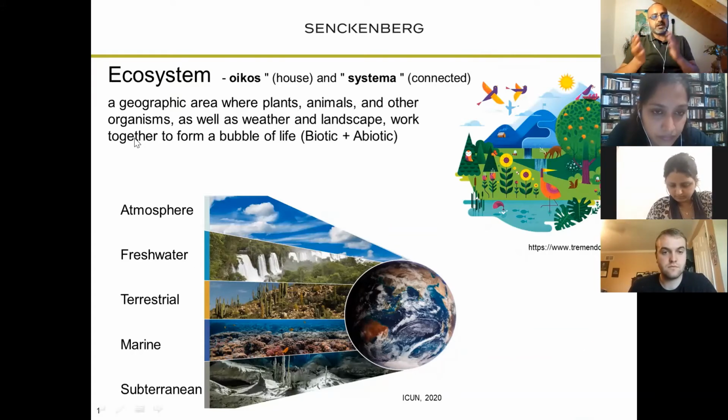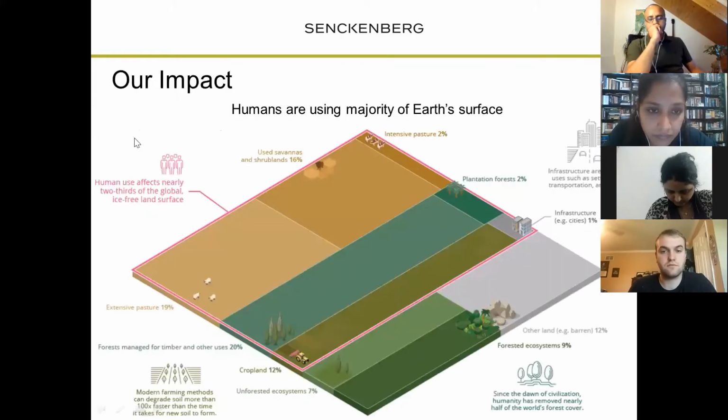So there are biotic and abiotic components. And if we categorize these ecosystems into different levels, we have atmospheric ecosystem, freshwater ecosystem, terrestrial, marine, and subterranean ecosystem. Like underground, we have a lot of forms of life that are contributing to the overall fertility of the soil. But look what we are doing.